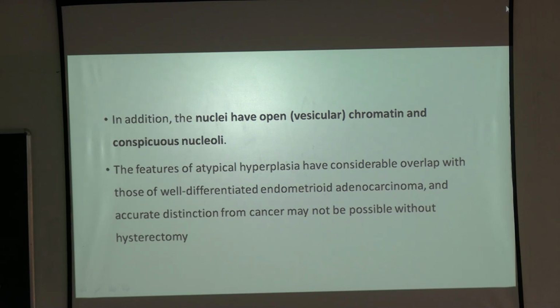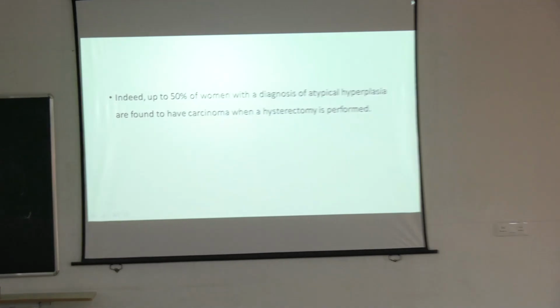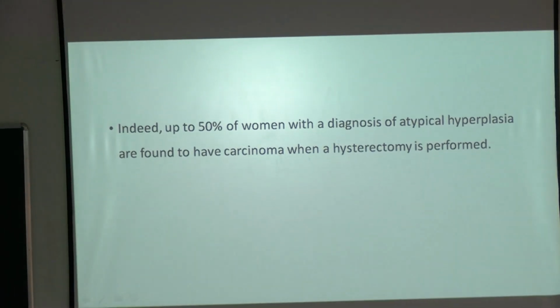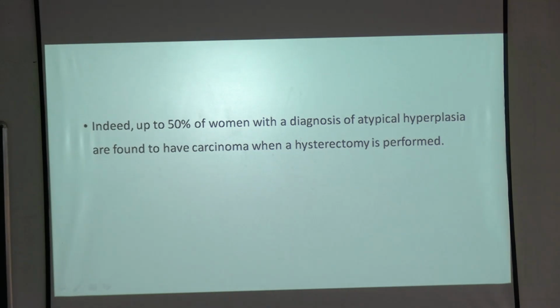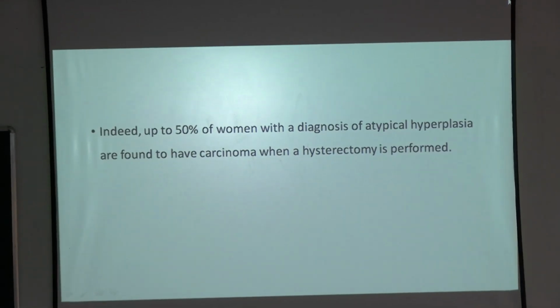ফার্স্টে কি হয় না, ফার্স্টে ওরা আমাদেরকে স্মল বায়োপসি করে পাঠায়, স্মল বায়োপসিতে কনফিউশন হতে পারে বিটুইন atypical hyperplasia and endometrial carcinoma. যখন ওরা আমাদের পুরো মাসটা পাঠাচ্ছে, পুরো হিস্টেরেক্টমি করে পাঠাচ্ছে ওরা, তখন ওইগুলো আমরা বুঝতে পারছি যে না, যেগুলো আমরা ছেড়েছিলাম atypical hyperplasia বলে, অ্যাকচুয়ালি দিস ইজ endometrial carcinoma. Indeed, up to 50% of women with diagnosis of atypical hyperplasia are found to have carcinoma when a hysterectomy is performed. After hysterectomy, diagnosis might be changed.